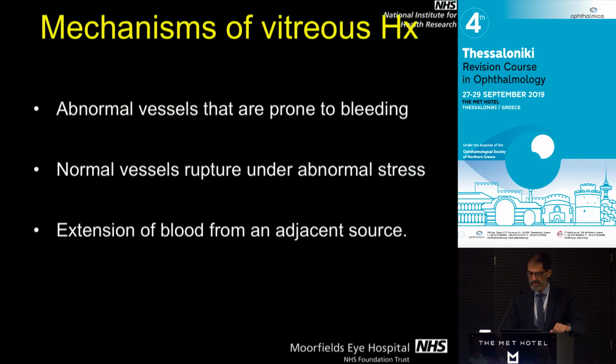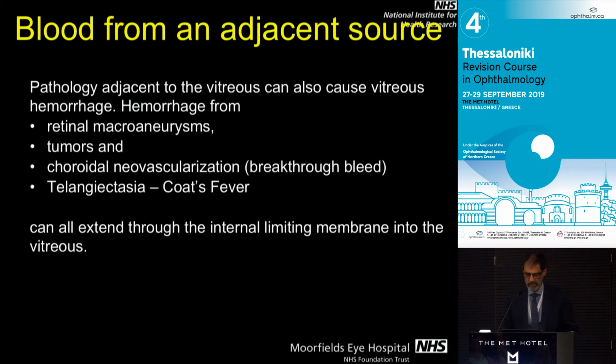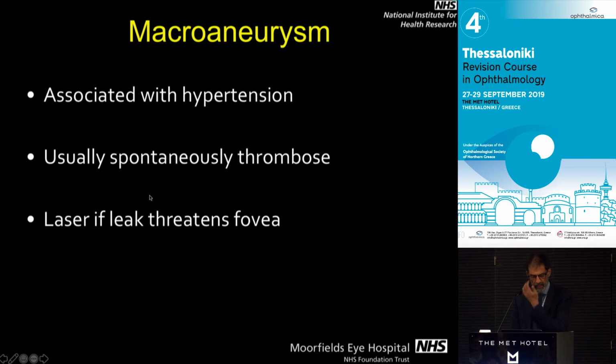The final one is extension of blood from an adjacent source. And these are usually pathological vessels which are caused by systemic disease, such as retinal macroaneurysms, tumors, choroidal neovascularizations with breakthrough bleeds, such as polyps, and telangiectasia like Coats and FEVR. The macroaneurysms associated with hypertension usually spontaneously thrombose if they hemorrhage, and we laser them if they leak.